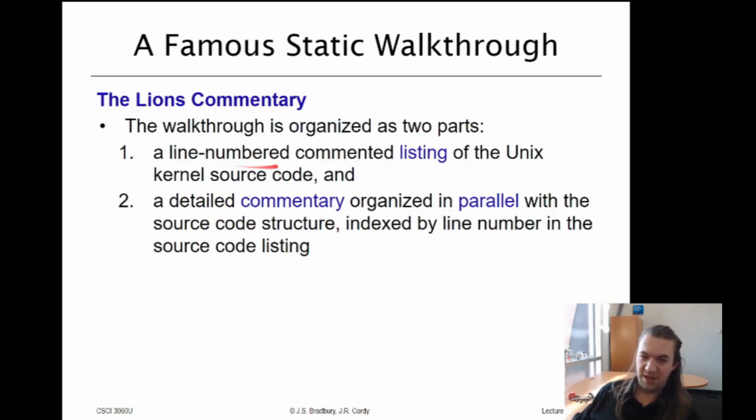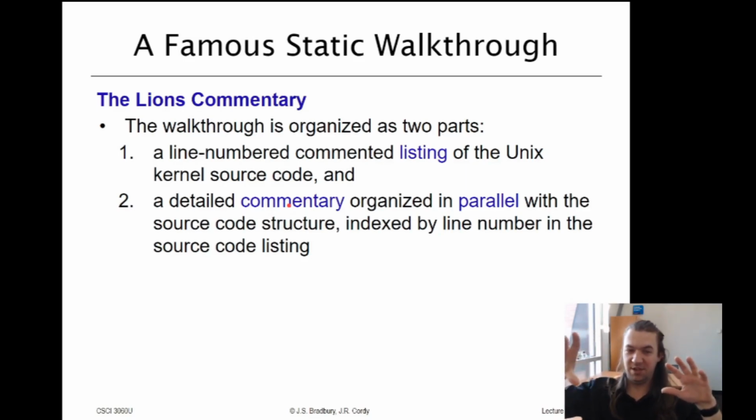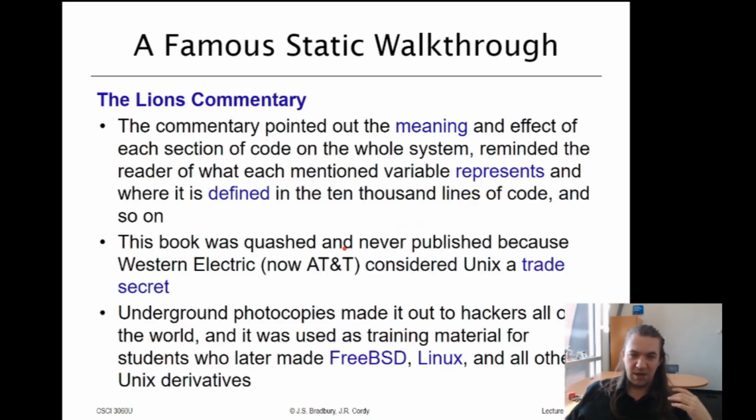There's one that's a line-numbered listing of the code with comments, and a detailed commentary that's in parallel with it. So you have the code here with the comments, and then on the side of it you have commentary about the code indexed by the line numbers, so you can read through both of these things at the same time. And this is helpful so you can figure out, well, what's the meaning of these parts of the code? What's it going to do? What do all the variables represent? Where do they get defined?